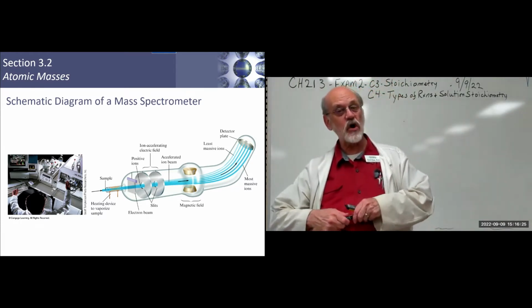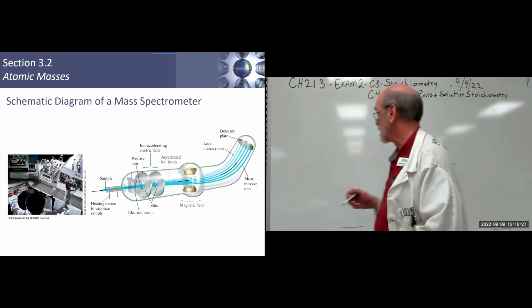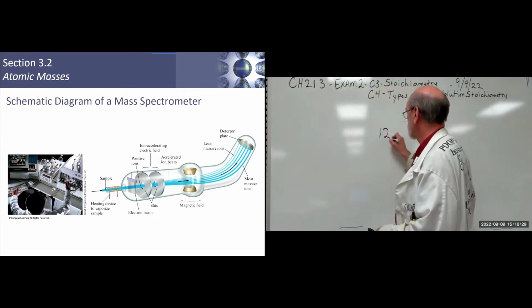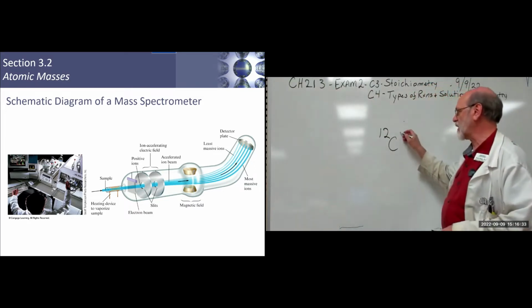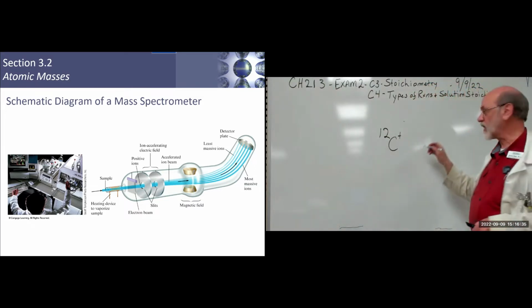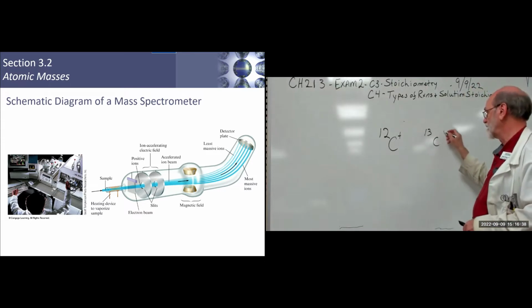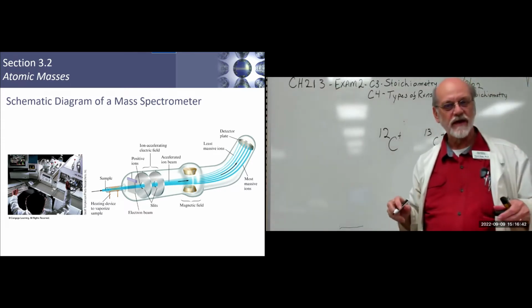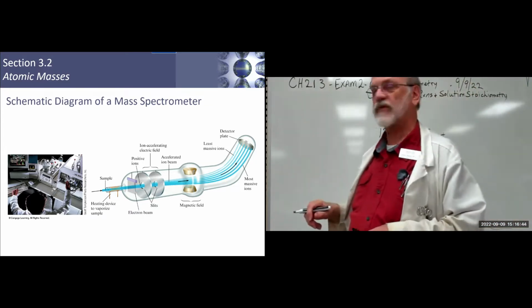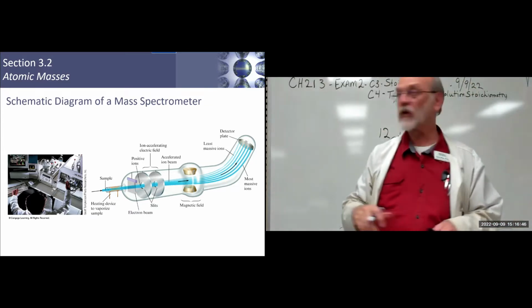Okay, first they have to charge the atoms, right? So in this case, they would take carbon-12 and knock an electron off of it. And then carbon-13 and knock an electron off of it. You have to do that, otherwise you can't accelerate them through an electric field. So that's what we're doing here.